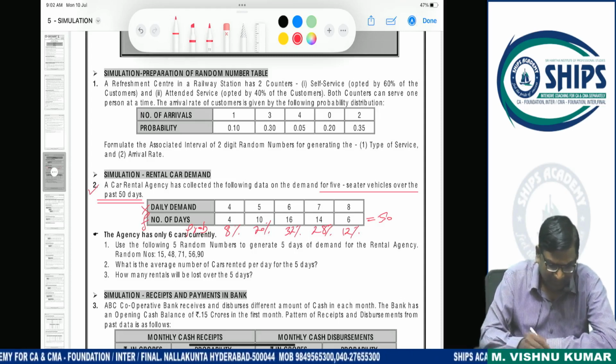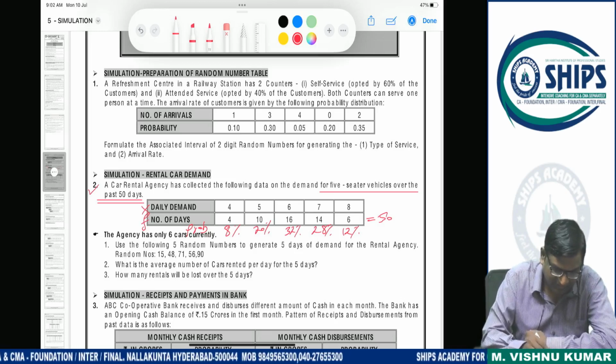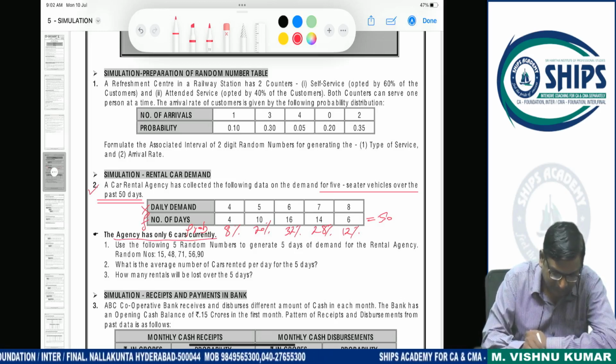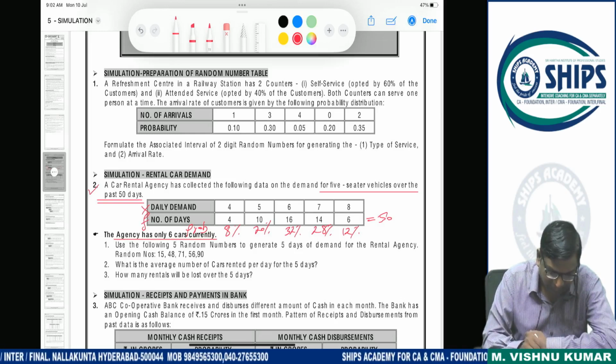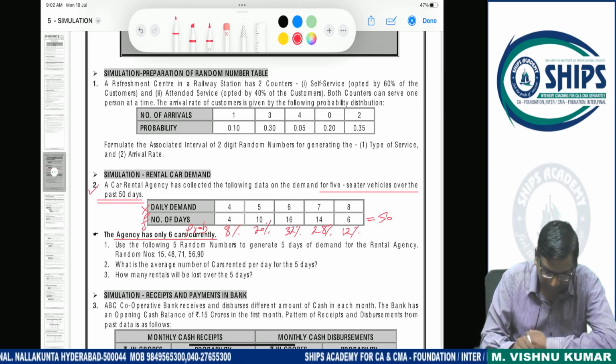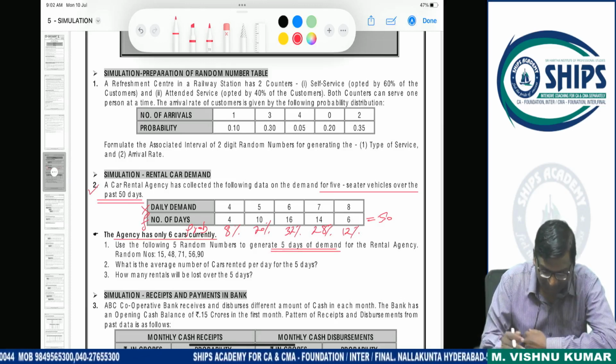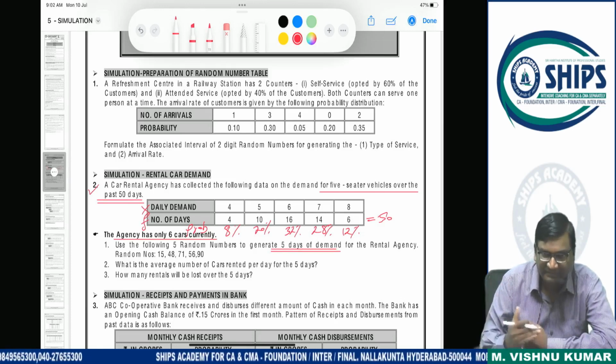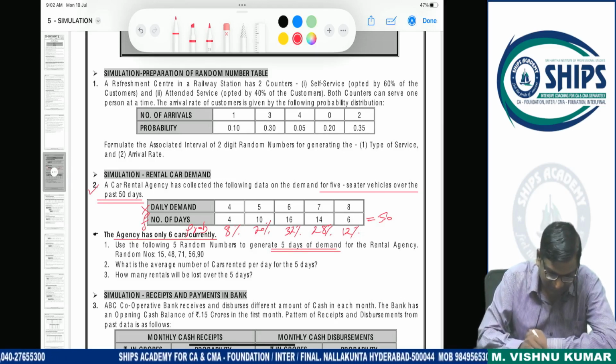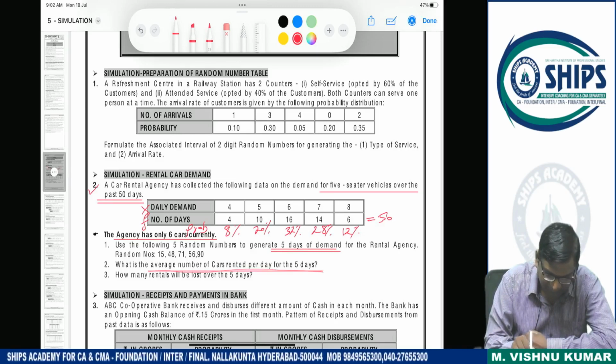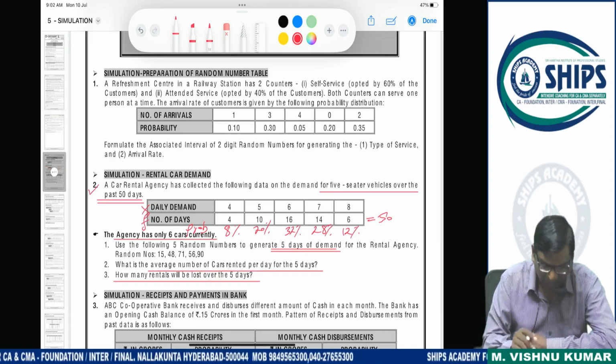Okay, now the agency has only 6 cars. How many cars is the agency having? Use the following 5 random numbers to generate 5 days of demand. So I already explained that in Monte Carlo, the days or the duration will be short. For rental: 15, 48, 71, 56, 90. What is the average number of cars rented for these 5 days? How many rentals will be lost over the 5 days?